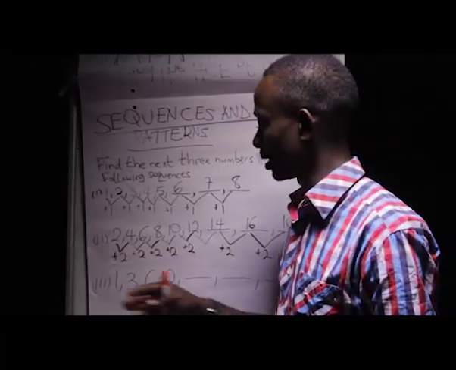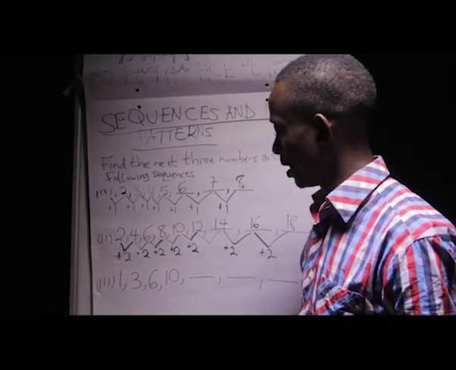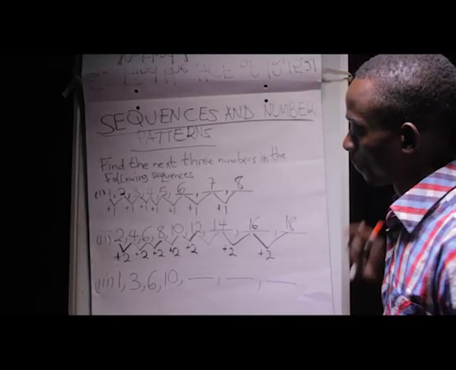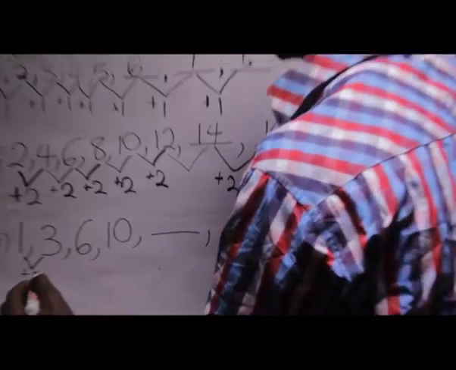I go to my third question. I have 1, 3, 6, 10. So, which number is added to 1 to get 3? We realize that they added 2 here.